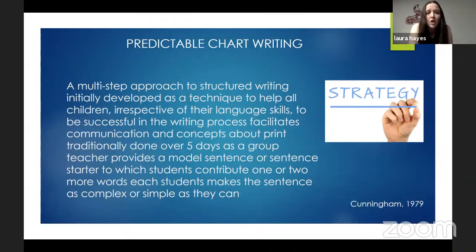The first one is a pretty well-known one called predictable chart writing, started through Cunningham in '79, but it's a multi-step approach to structured writing that looks at language skills across a group over 5 days, where you're modeling structured support in sentences for students to combine one or two more words so they can make a sentence at the level that they need, and at the language level that they're functioning at. So they can make it as complex or as simple as they can. It's really nice when your students are functioning at different levels.